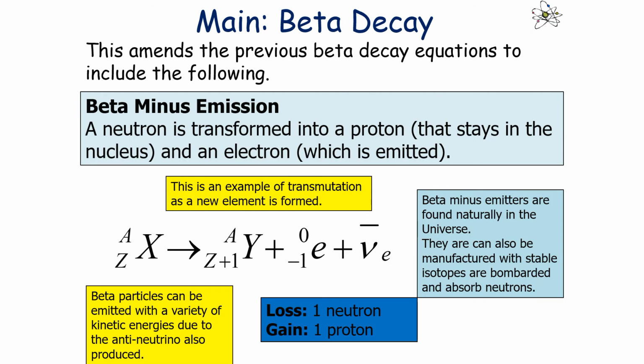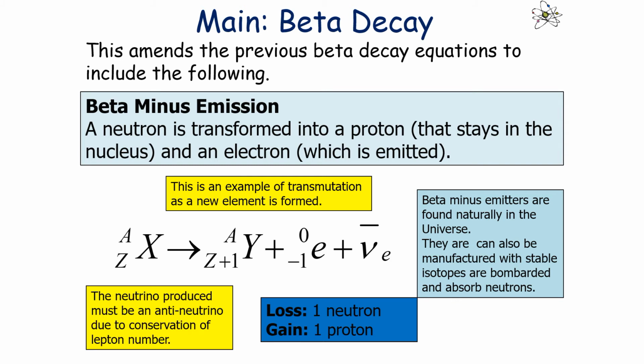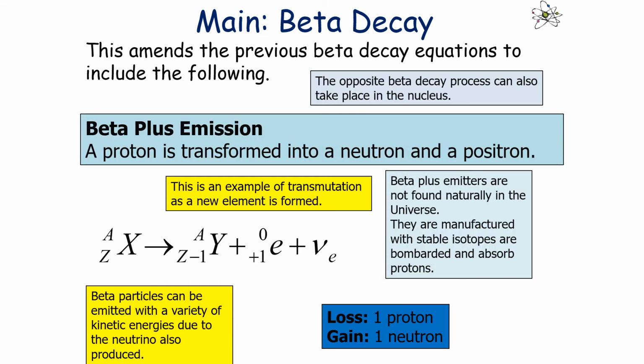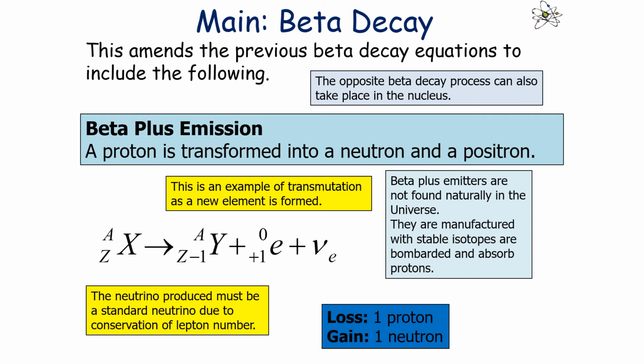So when we now look at beta minus emission, you also produce an antineutrino with your electron, which means that the electron is produced with a variety of kinetic energies. Now the neutrino produced must be an antineutrino to conserve what we call lepton numbers. And in beta plus emission, the beta particles are emitted with a variety of kinetic energies because a neutrino was also produced. Now the neutrino produced must be a standard neutrino due to the conservation of the lepton number.